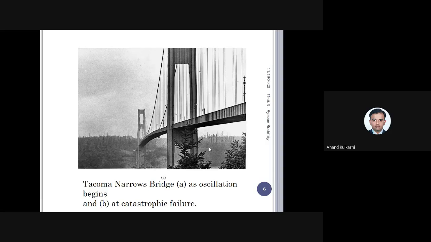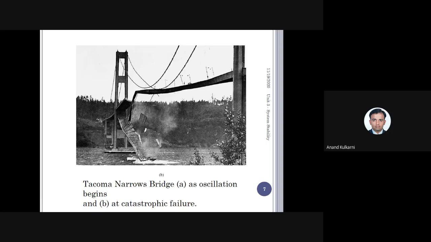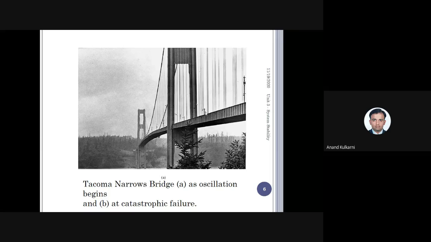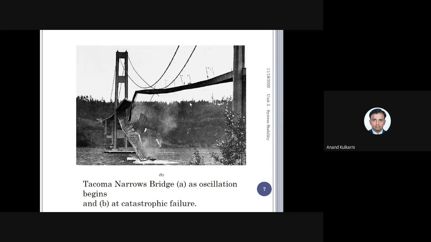As an example, this is a stable bridge. This is a broken bridge, an unstable bridge, because of oscillations. This is a suspension bridge. If there are a lot of oscillations due to wind or traffic, it may start oscillating and it will collapse.